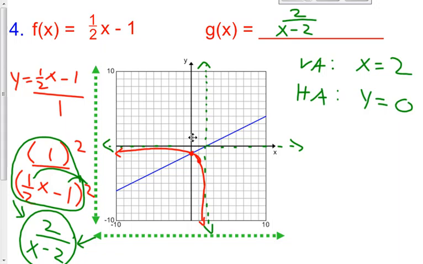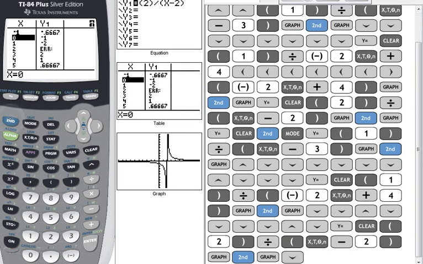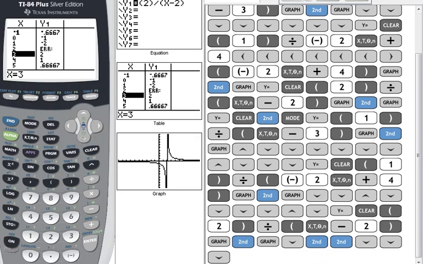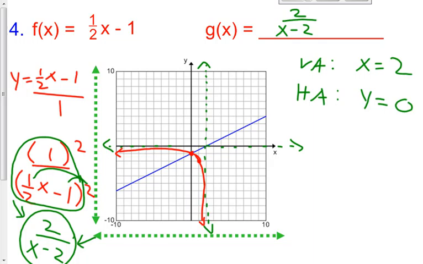And then 2 points to the right of my vertical asymptote. At 3, it's at positive 2, and at 4, it's at 1. So 3, 2, and 4, 1. And it goes like that. That's what I need to see from you on our next test.